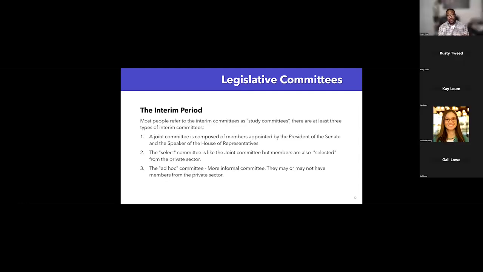Again, more of the interim period. Most people refer to the interim committees as study committees. There are three types of interim committees.